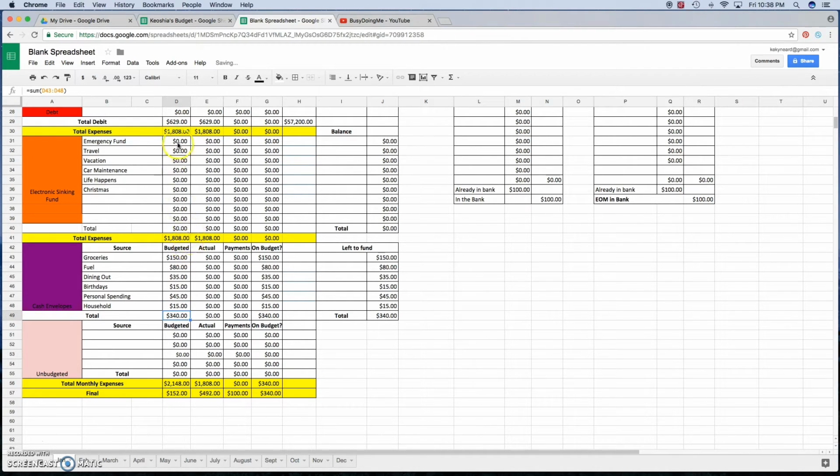So now you have $152 left. So let's just say you don't have to put anything in your emergency fund because you already got your $1,000. So we're just going to do that. So now $152. Let's just say you put 25 in travel, 25 in vacation, 25 in car maintenance, 25 in happenings, and 52 in Christmas because you have 52 left. Okay, so make sure you put it in this next column as well.